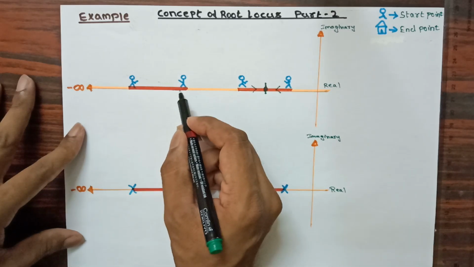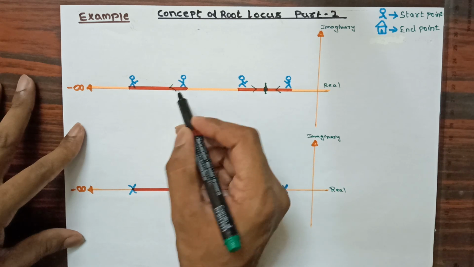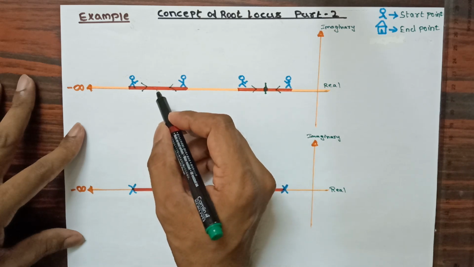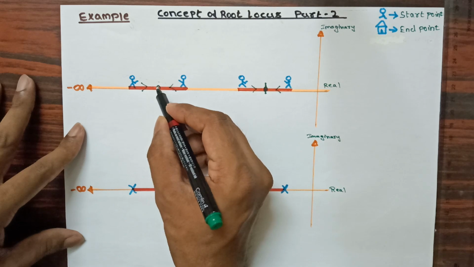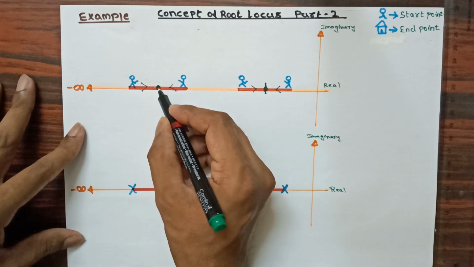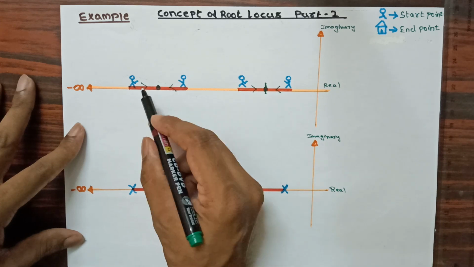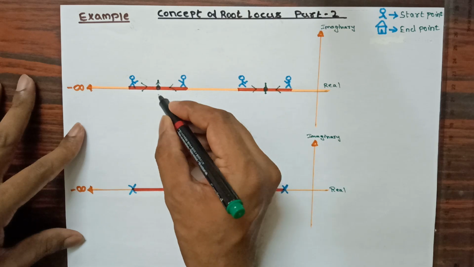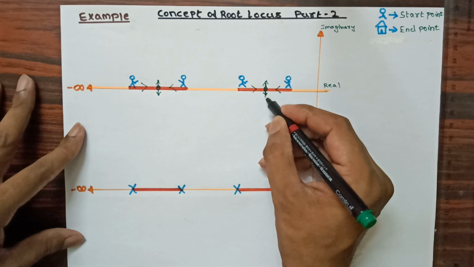And next, in this case also you can see that this person will move in this direction and this person will move in this direction. Here also I will get one common point, that is a breakaway point, and we know that a breakaway point is the point where more than one person meets at one point. Once these 2 persons meet here also, one person will come out in the upward direction and the other person will come out in the downward direction.